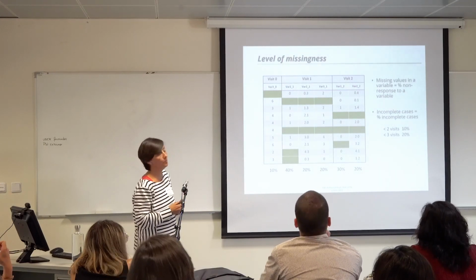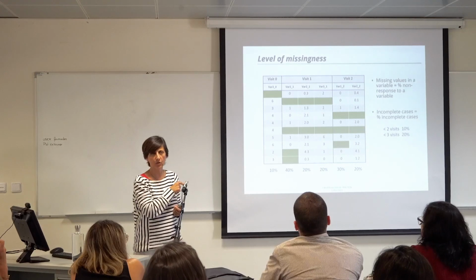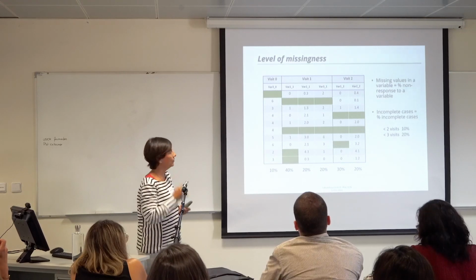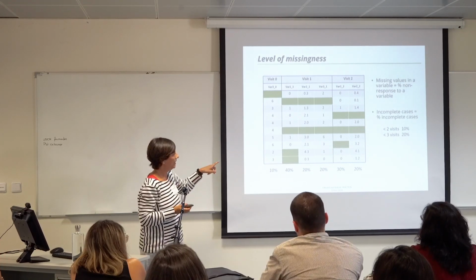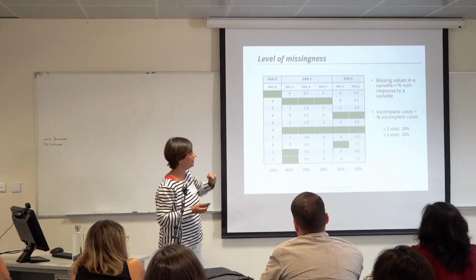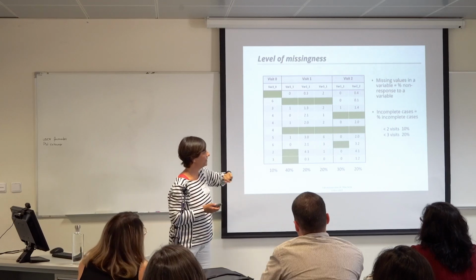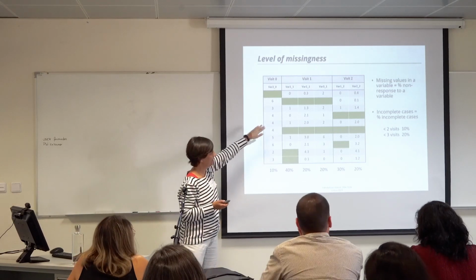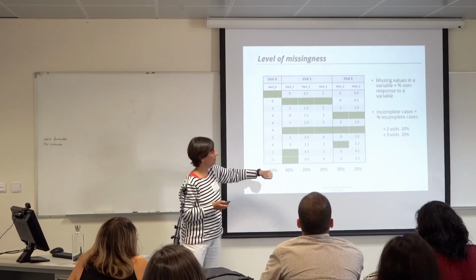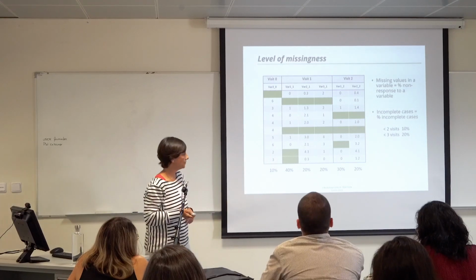Then the percentage of incomplete cases. This is more important for surveys, for instance, than for clinical trials. Incomplete cases is the percentage of cases without data. So with less than 2 visits, we have 10%, okay? Less than 3 visits, we have 20%.